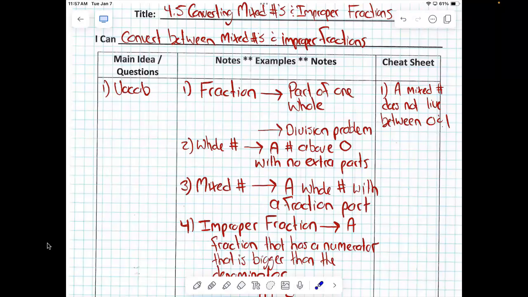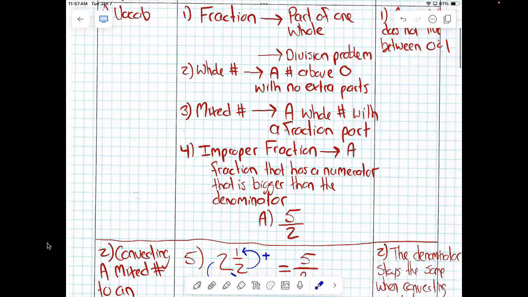All right, a fraction, we said, is part of a whole. Wonderful. But more importantly today, it is a division problem. Okay, whole number, mixed number, we're good. Okay, improper fraction. This is a new one. An improper fraction is a fraction that has a numerator that is bigger than the denominator. Is the numerator bigger than the denominator? Yes. Therefore, that's improper, right?